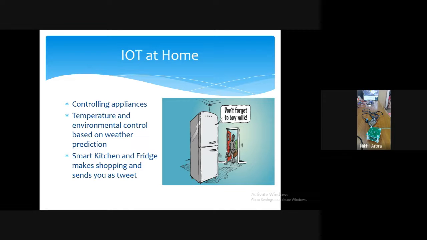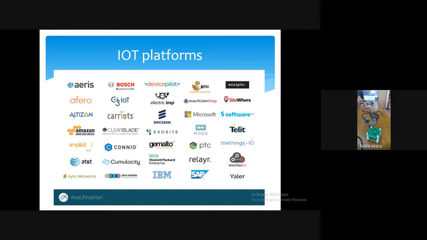Now at home, just as I was giving an example, your fridge can order eggs for you, butter for you, buy milk for you, or remind you, or you can directly put things into the shopping cart. So IoT at home, from energy saving to automatic shopping cart building to security, all things can be put under one umbrella of IoT at home.